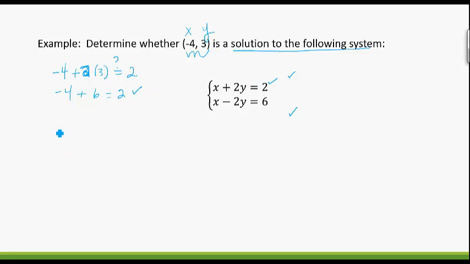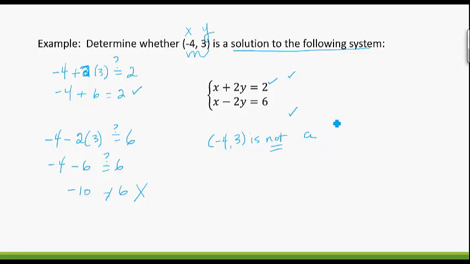It has to be a solution to both equations in order for it to be a solution to the system. So now for the other equation, negative 4 minus 2 times 3, and the question is, does this equal 6? When we substitute, this is going to be negative 4 minus 6. And the question is, does this equal 6? This is negative 10, which does not equal 6. So therefore, negative 4, 3 is not a solution to the system, because it works in one of the equations but not the other. It's a point on one of the lines, but it is not a point on both of them. So it is not a solution to the system.